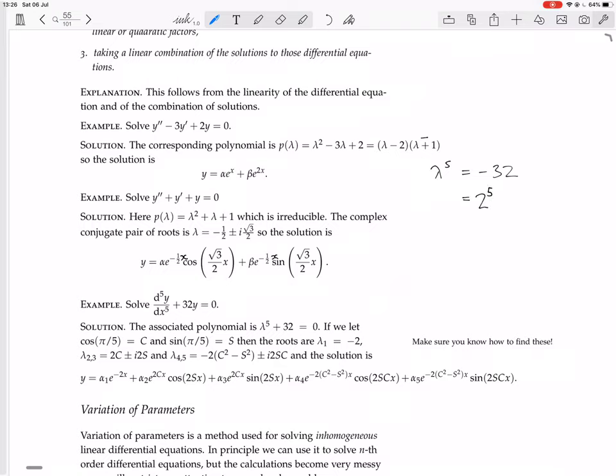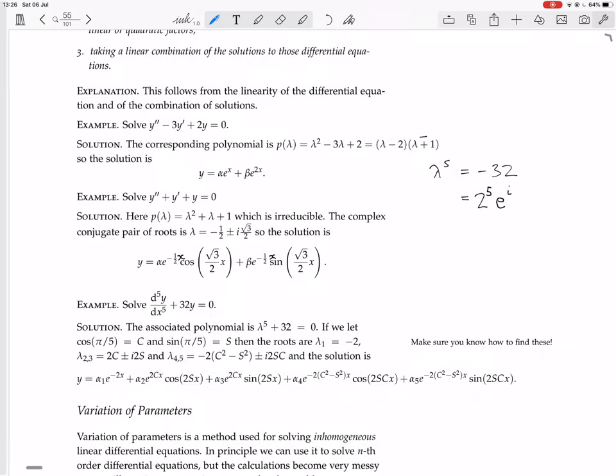Now we have the arguments, right? So 2 to the 5 is the magnitude, and then this e to the i something is going to tell us what angle this minus 32 makes to the positive x-axis. And of course, it equals an angle of pi over 2, right? Because if you think about the diagram, minus 32 is in that direction. So that's an angle of, not pi over 2, sorry, of 180 degrees, pi. Okay, so we have i pi.